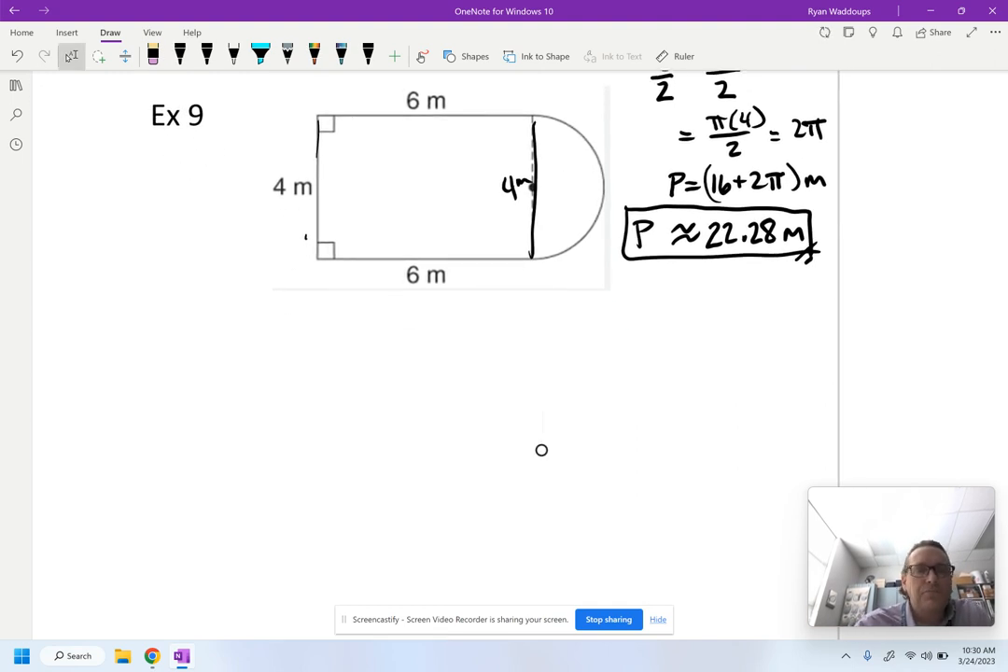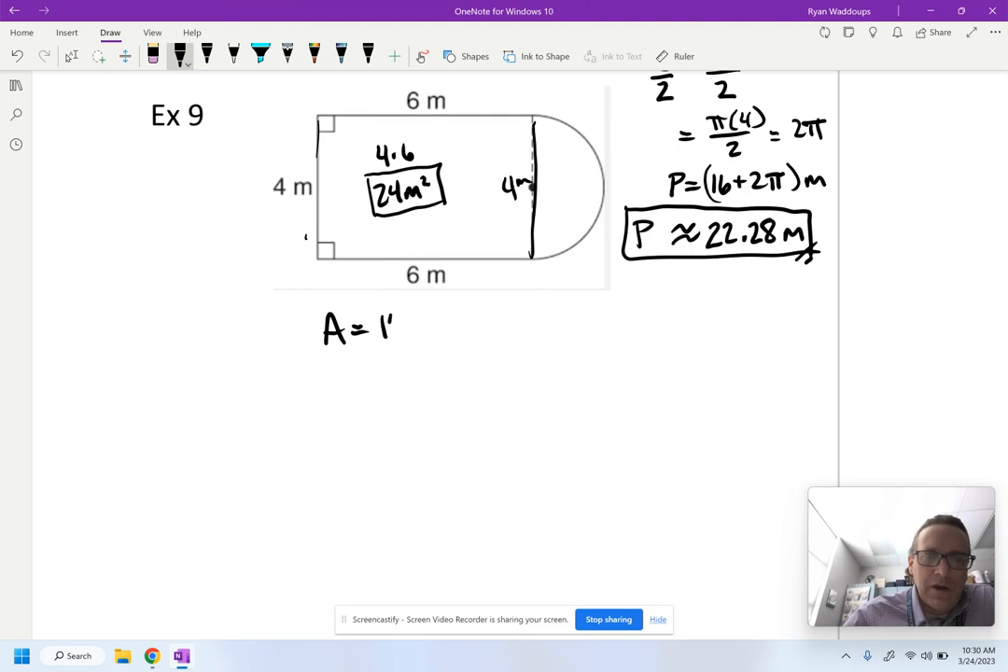Now for the area, the same thing. I'm gonna take the area of my half of a circle and then the area of the rectangle. For the rectangle, it's just 4 times 6, which would be 24 meters squared. For the half circle, the area is equal to pi r squared. So we're just going to take half of that. It's not pi squared, sorry, it's pi r squared.